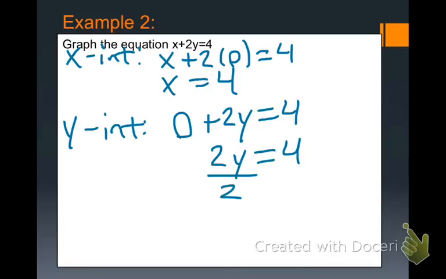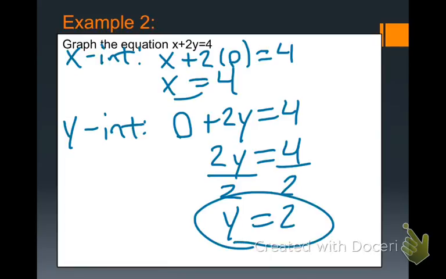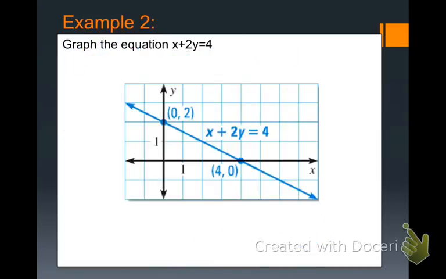Divide both sides by 2, and y is equal to 2. So our y-intercept is 2, and our x-intercept is 4. But now I actually want to use that to be able to graph this equation. So here you can see if we plot a point at (4, 0) for our x-intercept and at (0, 2) for our y-intercept, we now have enough information to draw our line.